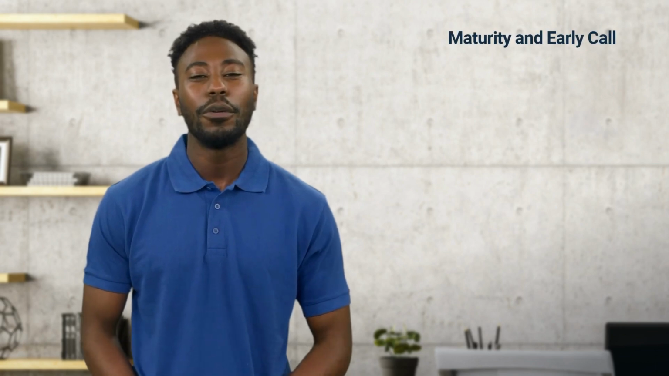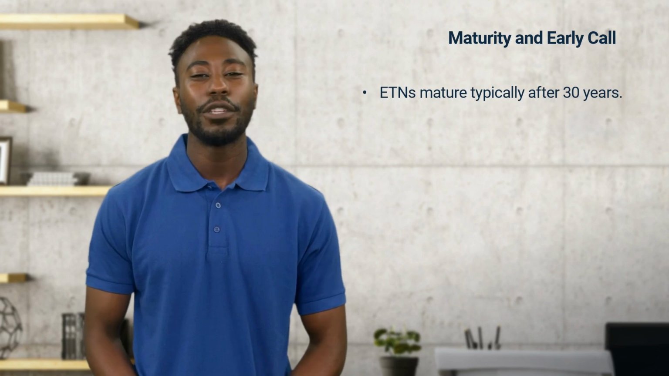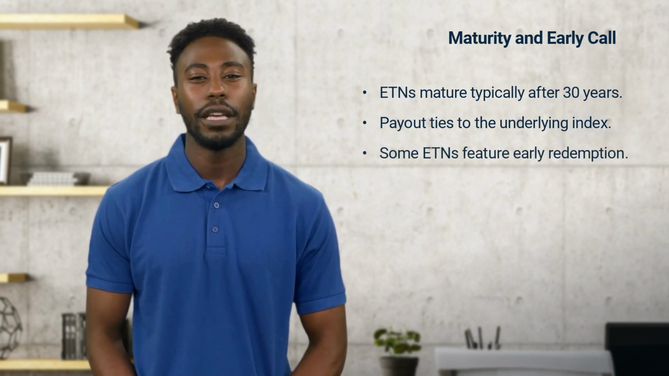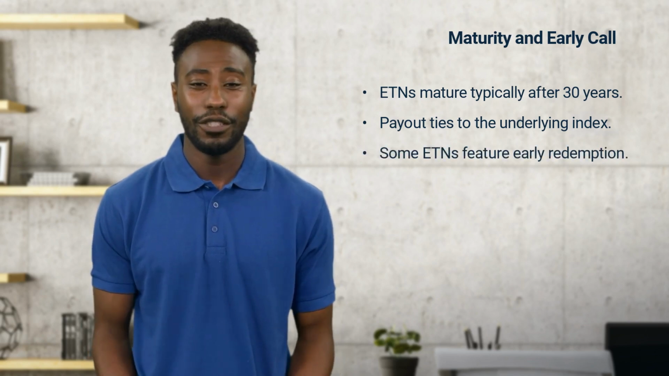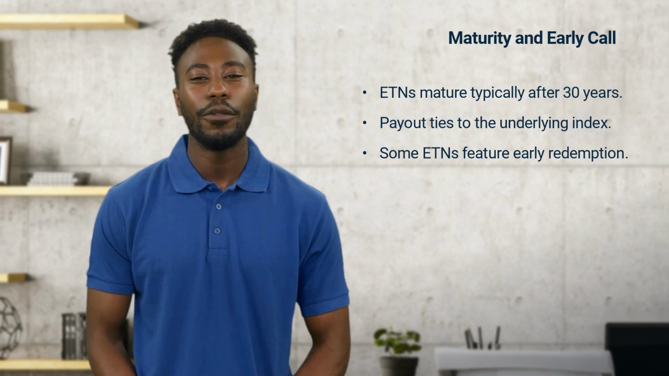ETNs come with a maturity date, typically after 30 years. At this time, the issuer will pay the investor the value of the note, which is linked to the performance of the underlying index. However, some ETNs have an early redemption feature. It allows the issuer to return the principal before the maturity date under certain conditions. It's essential to understand these terms before investing.